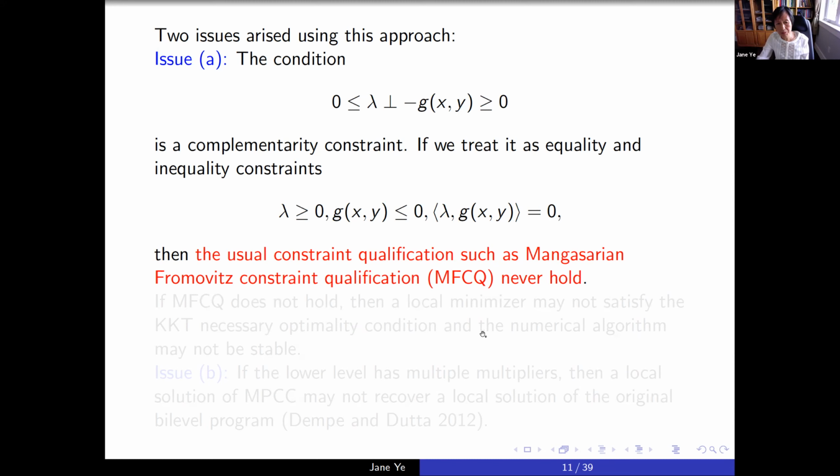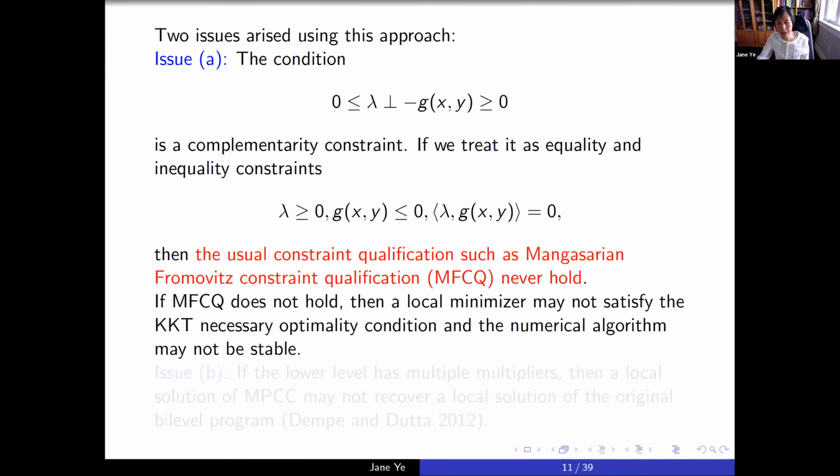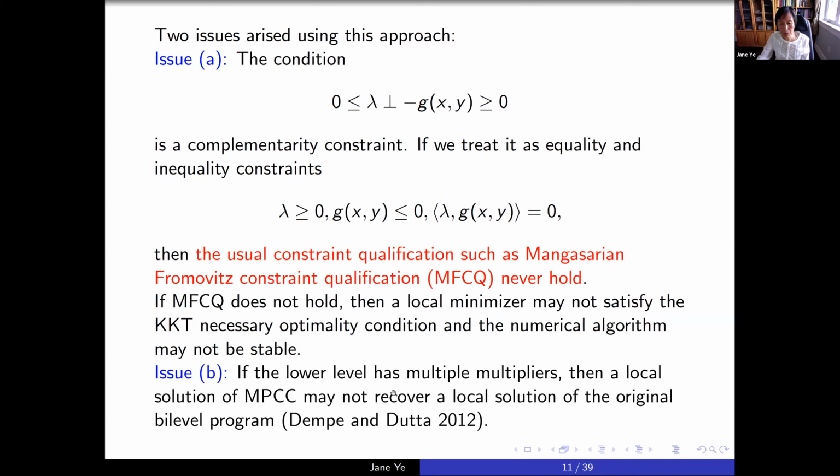And we know that MFCQ is very important, right? Because if it doesn't hold, then the local minimizer may not satisfy the KKT necessary optimality condition, and the numerical algorithm may not be stable. Okay, so this is one issue. The issue B is that if the lower level has multiple multipliers, then a local solution of MPCC may not recover a local solution of the original problem. So these are two issues.